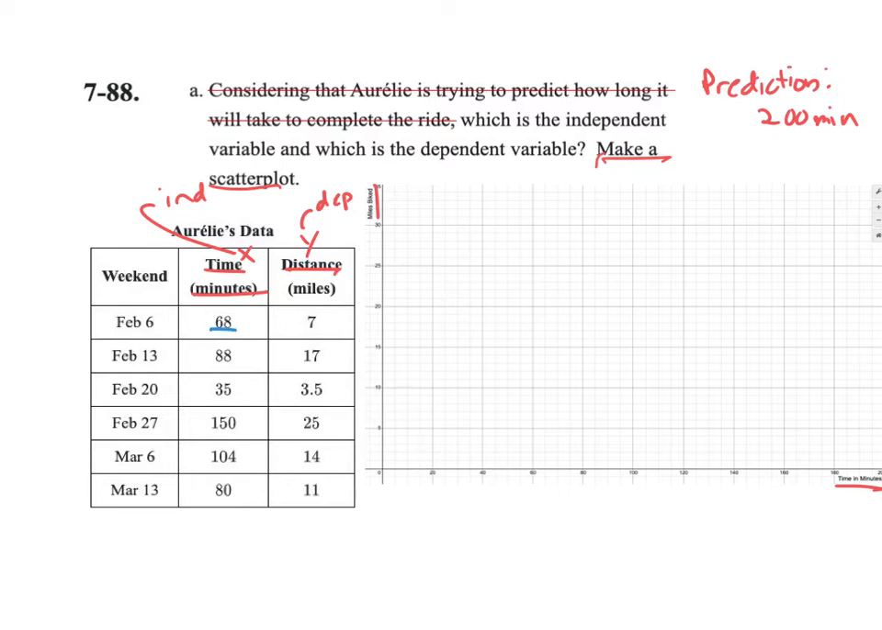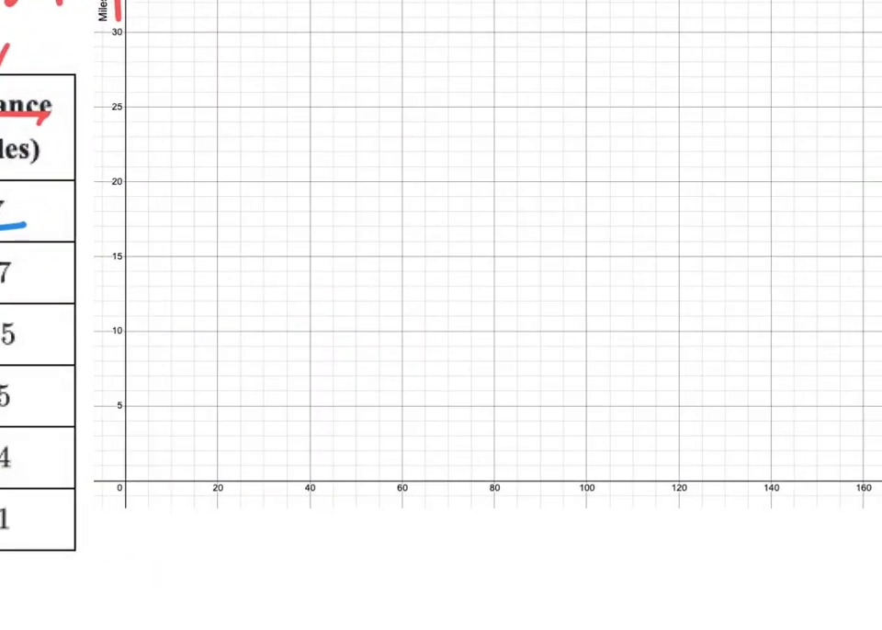So if I go over to 68 minutes, then up to 7 miles. So I'm going to go on my x-axis. I'm going to move over to 68. Here's 60. Here's 80. So 70 is probably in the middle. So 68 is probably right about there. And then I need to go up to 7 miles. Well, here's 5 miles, 6, 7 miles. So I'm just going to go and plot this point here. So 68 and 7 miles. I'm going to guess it's somewhere right about there.